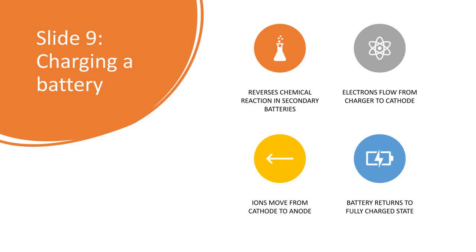It is essential to use the correct charger when charging a battery to avoid damaging the battery or causing a safety hazard. Overcharging a battery can lead to the battery overheating or even exploding. Understanding how batteries are charged is crucial in ensuring the safe and efficient use of batteries. In the next slide, we will discuss the advantages and disadvantages of using batteries.